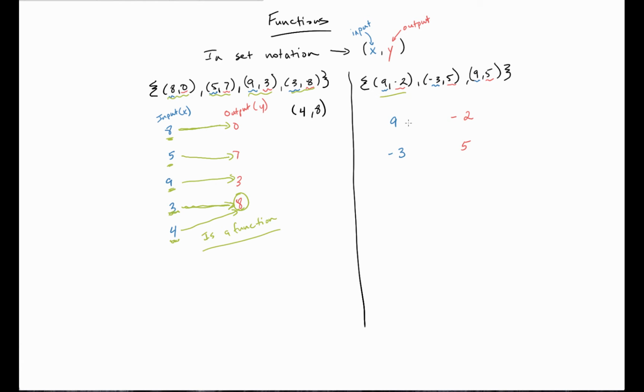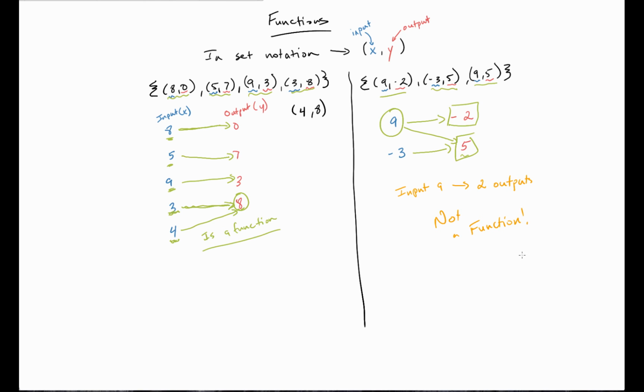So I see that the 9 goes to -2. The -3 outputs a 5. And then the 9 outputs a 5 as well. Now, the fact that both 9 and -3 go to 5 isn't an issue. However, the fact that when I plug a 9 into my remote, sometimes I get a -2, and other times I get a 5 means I have a broken remote. I can't predict what that 9 is going to do. Therefore, since the input 9 has 2 outputs, I know that this is not a function.